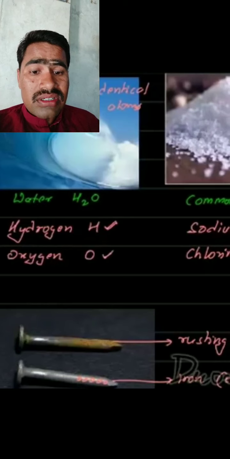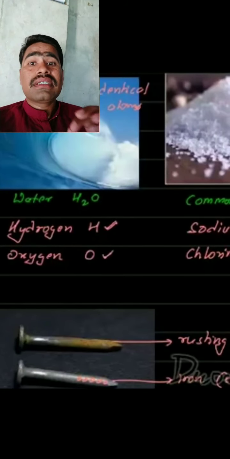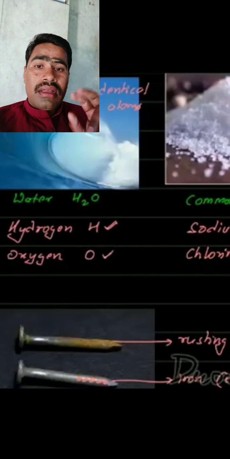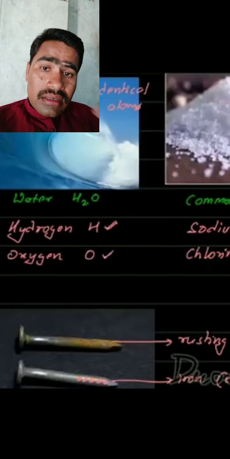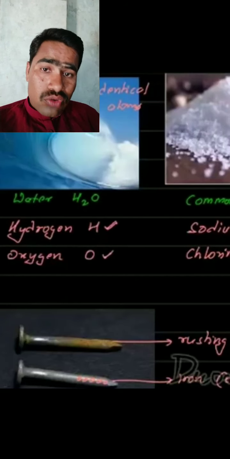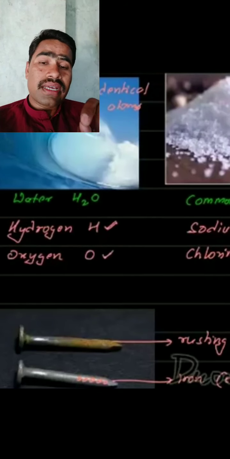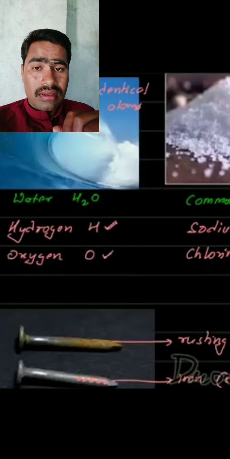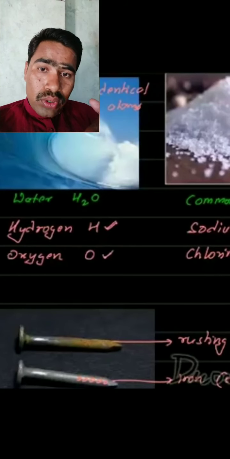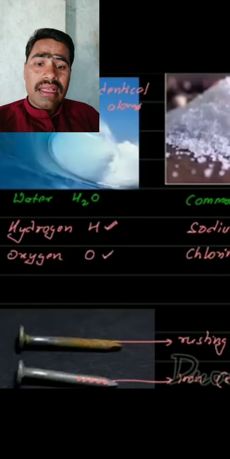But if you see the rusted iron, it is having a combination of elements. That means it is a compound. On rusting, the iron undergoes a chemical change and combines with the atmospheric oxygen to form Fe2O3, that is ferric oxide, which is also called iron oxide. So a pure iron nail is an element, and on rusting it forms a compound.